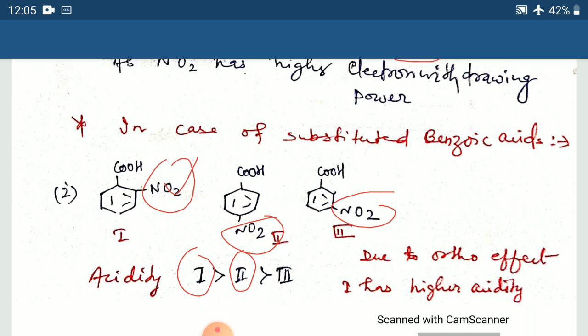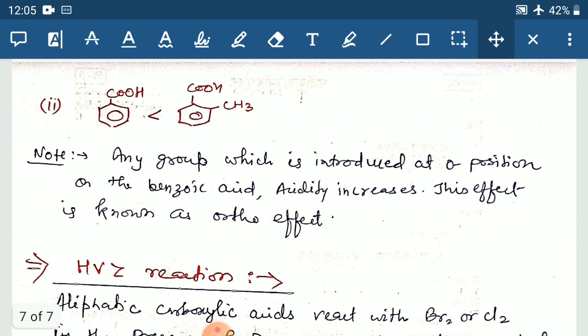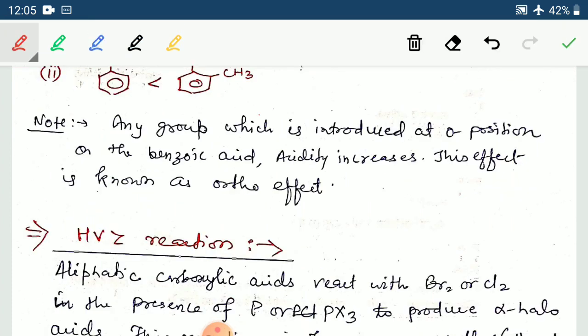Let us take another example. See here, this is unsubstituted, that is simple benzoic acid, while this is ortho methylated benzoic acid. So this one has higher acidic strength due to the ortho effect. So we can make simple notes: any group which is introduced at the ortho position on benzoic acid, acidity increases, and this effect is known as the ortho effect.